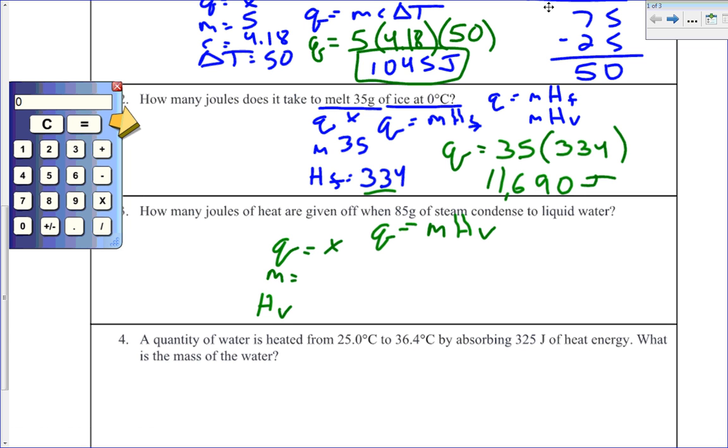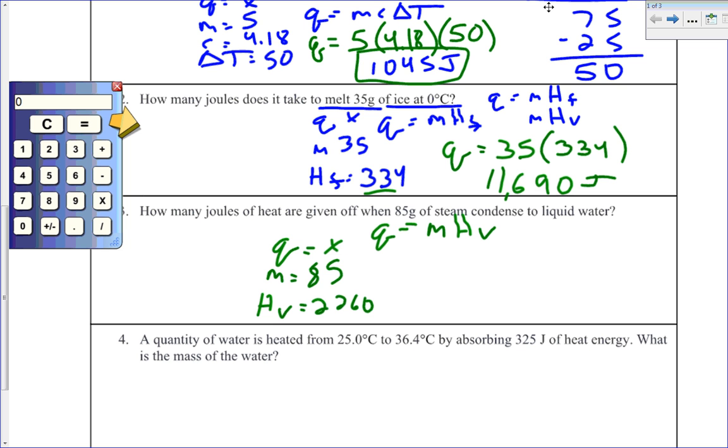The mass you're getting off the problem, 85 grams. And then Hv, you're looking up in the very front of the reference table, the same table that you got the specific heat of water and the Hf value. And that is 2260. So now you start plugging things in.